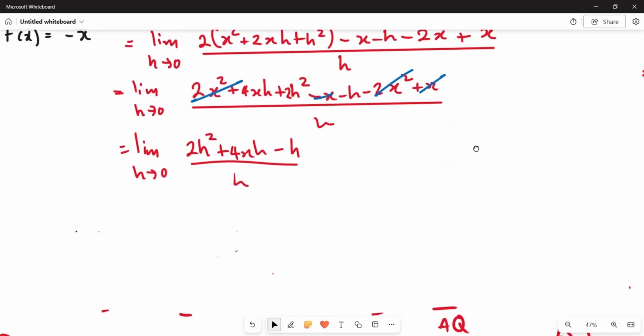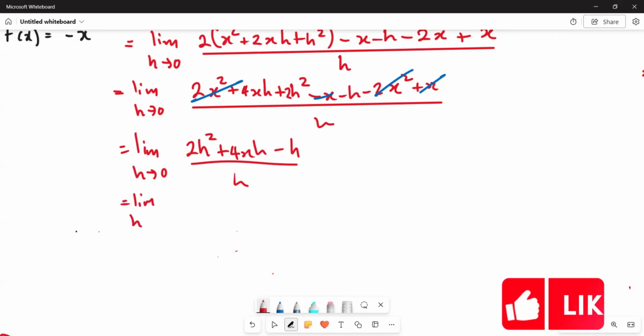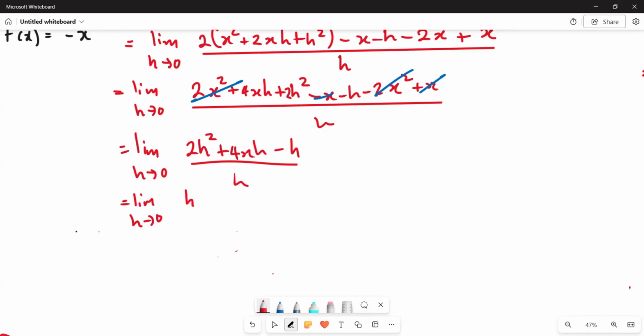So if we take out h as our common factor, what is it that you're going to have? Now let's see. This is going to be the same as the limit as h approaches 0. You are going to be left with h times (2h plus 4x subtract 1) over h. Now this h and this h are going to cancel each other, right?